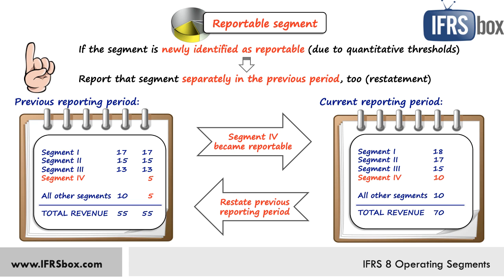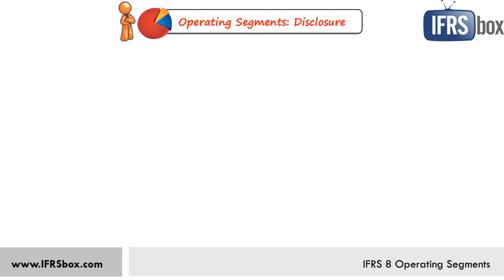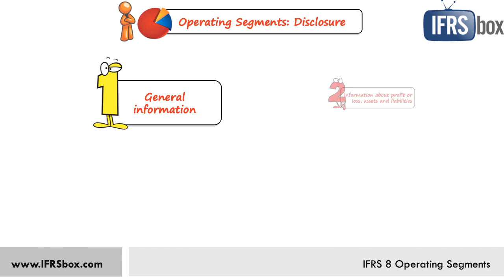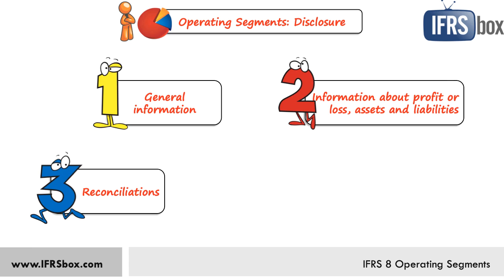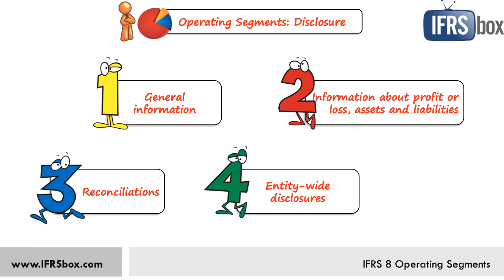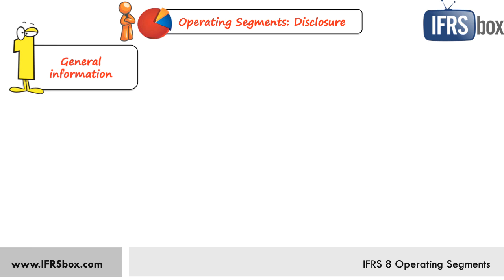Okay, so once we have identified our operating segments and we determine which segments are reportable, we need to make appropriate disclosures about each segment. And they can be classified into 4 categories. Number 1, general information. Number 2, information about profit or loss, assets and liabilities. Number 3, reconciliations. And number 4, entity-wide disclosures. Let's start with the general information.